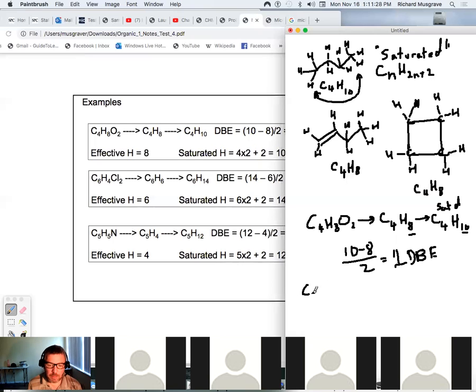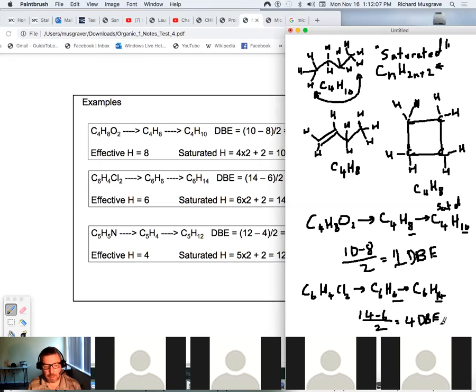Let's see, C6H4Cl2. That would be C6H6, because each Cl would take up the same number of spaces as a hydrogen would. If it was saturated, it'd be C6H14. The 14 is 6 times 2 plus 2 from up here. 14 minus 6, divided by 2, equals 4. So that'd have 4 double bond equivalents. So that would most likely be aromatic, as I showed you earlier. Anybody have any questions?